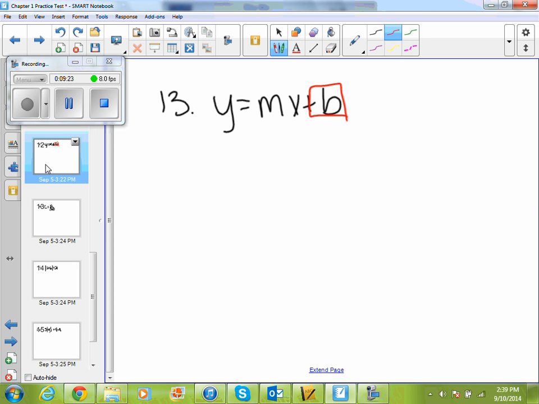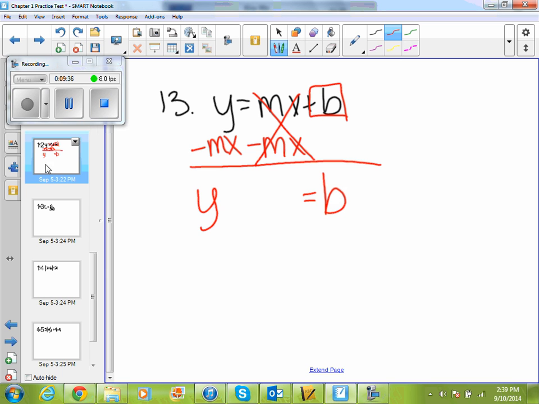We get rid of the mx, and we're going to do it by subtracting mx from both sides of my equation. Those then cancel. If I bring down my b, then I end up with y minus mx equals b. I can't combine the m or the x with the y because they're all different variables. They all represent something different. So we just have to leave it as is. Okay, so any questions on 13?